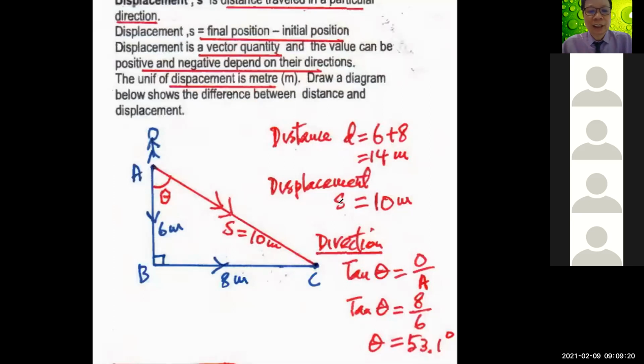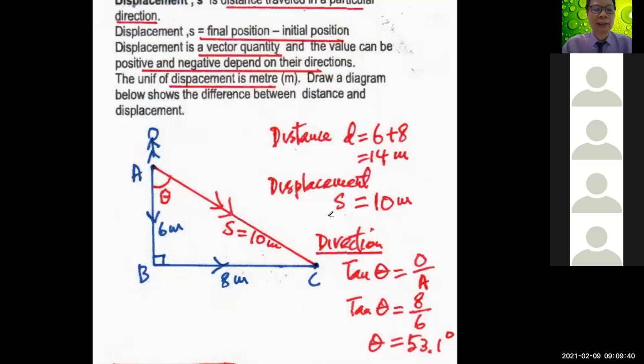So if you already understand this example, it means you are already very clear about distance and displacement and the calculation. Okay? All right. Okay or not, everyone? Okay, now we move on to the next one.